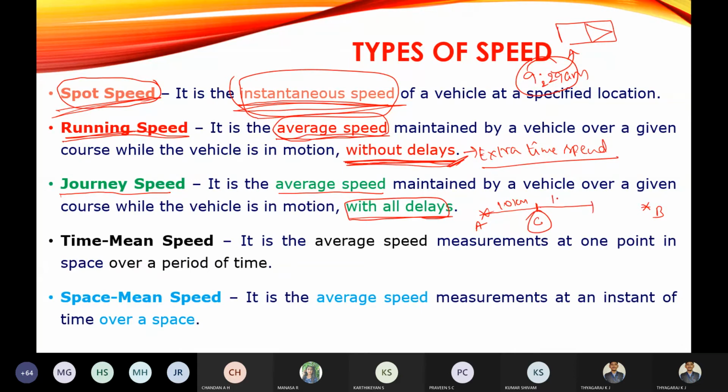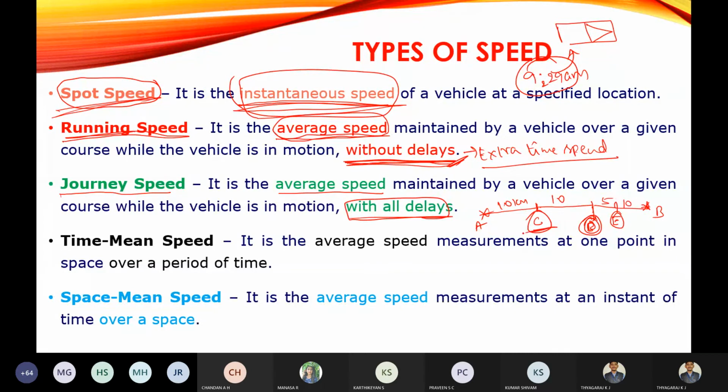Then again 10 kilometers, you will be diverting the vehicle and you are going to take the break here at D. So this will be the delay. Again at 5 kilometers, you are going to take a break. So this will be the delay. Then again at 10 kilometers you are going to reach it.